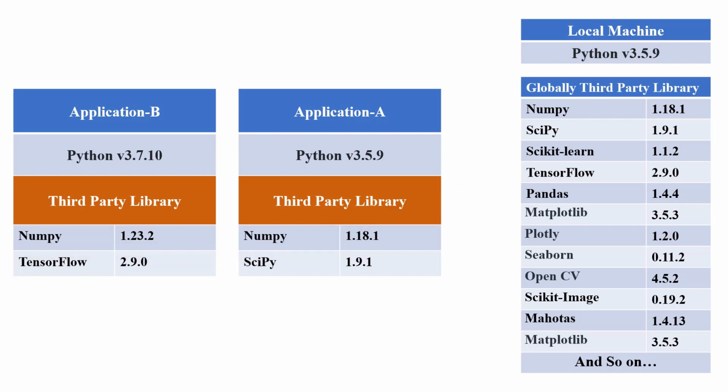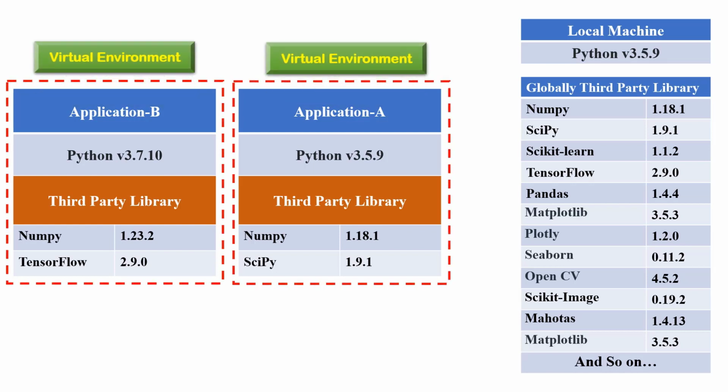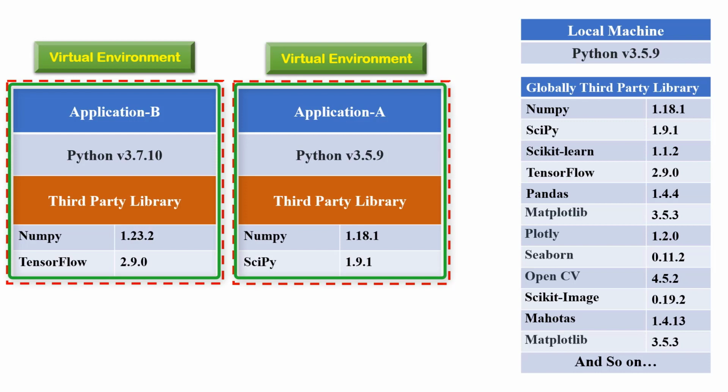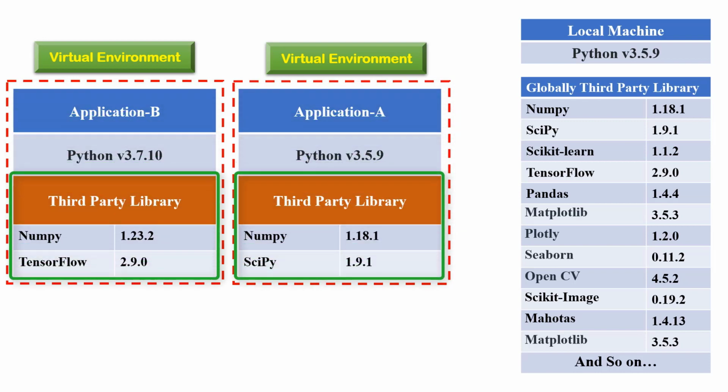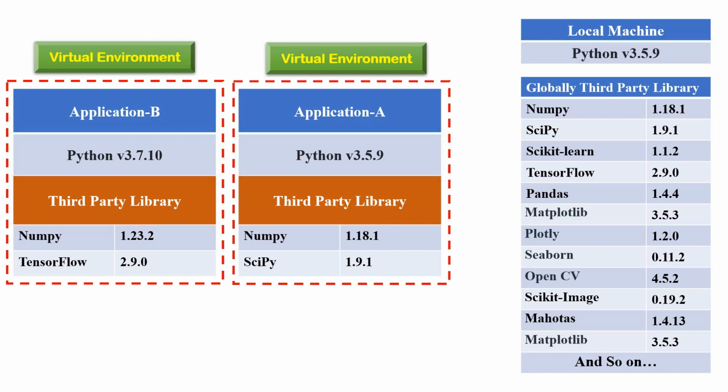To solve those types of problems, you can create an isolated environment for each of application A and application B, whereas each application should have its own Python interpreter, libraries and scripts, so that if you update the Python global version, it would not affect either application A or application B. This isolated environment for each application is known as a virtual environment.